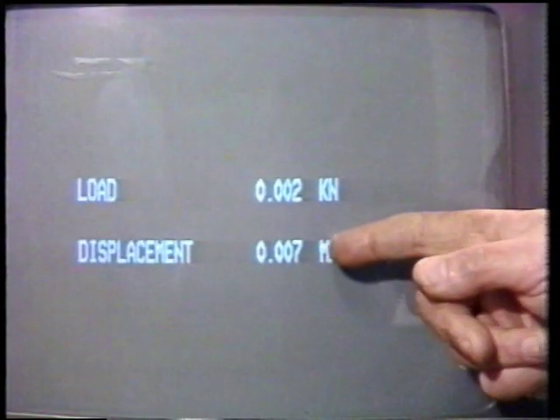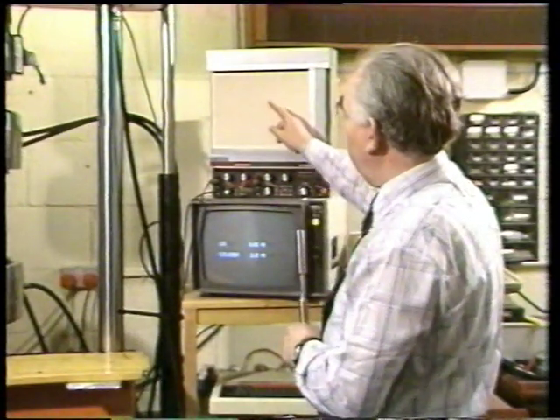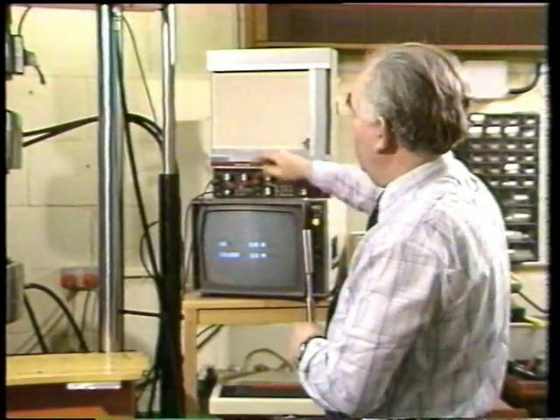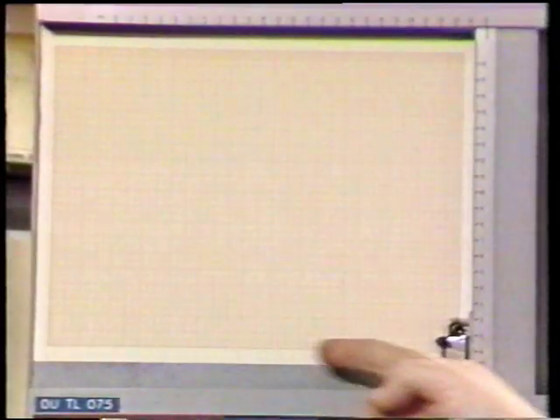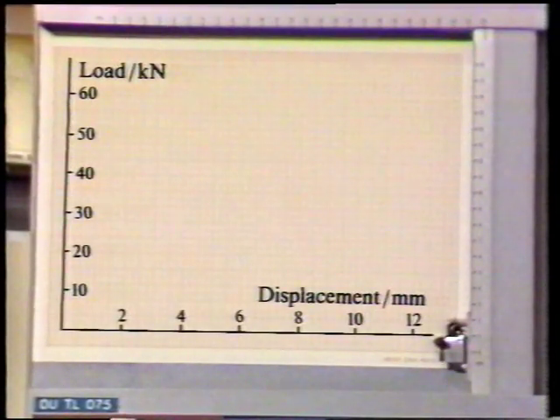But for our test, we're not going to use that screen. We're going to plot the results directly with this XY recorder, where we're going to plot the force on the vertical scale and the displacement on the horizontal scale. Well, we've got the specimen, the machine, the recorder. Let's go.